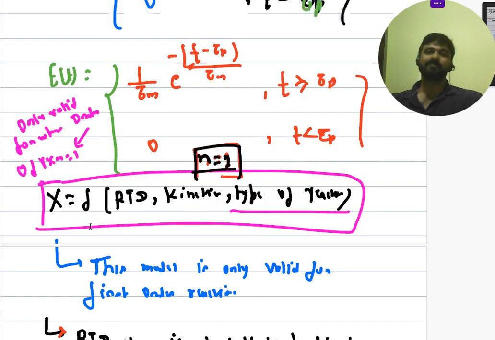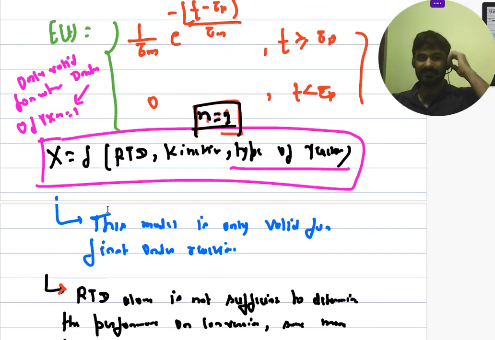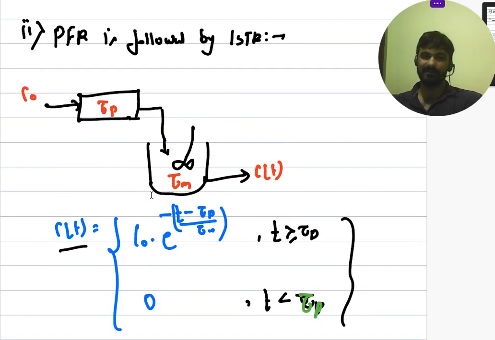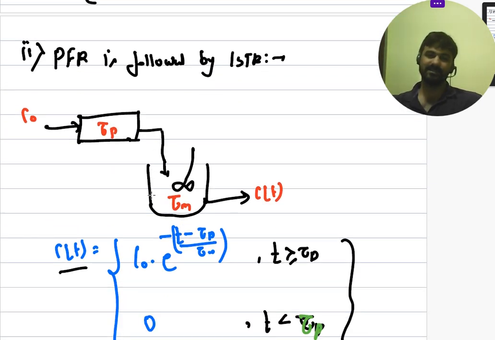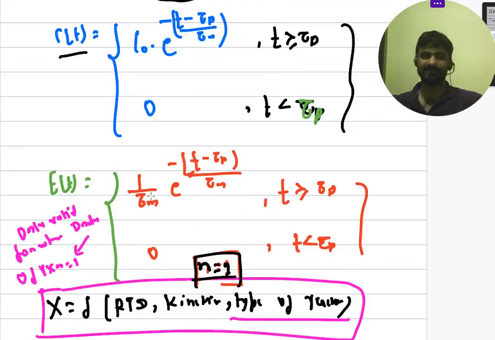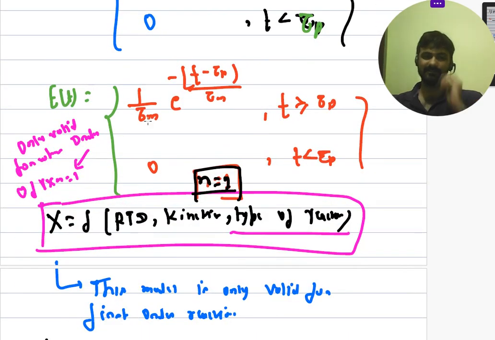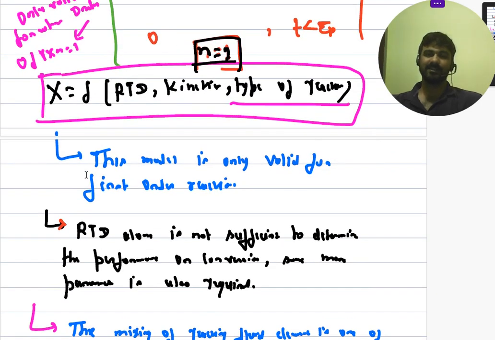Is that clear? Now, in this case, you can see that conversion X is a function of only RTD. I mean, because if you are connecting CSTR in series with PFR, and PFR in series with CSTR, this formula is only valid when the reaction is a first order reaction, and this is not valid for any other order, let's say, for second order reaction or third order reaction. So here you can see that the conversion inside the reactor is a function of RTD, as well as the kinetics, and as well as the types of the reactor.